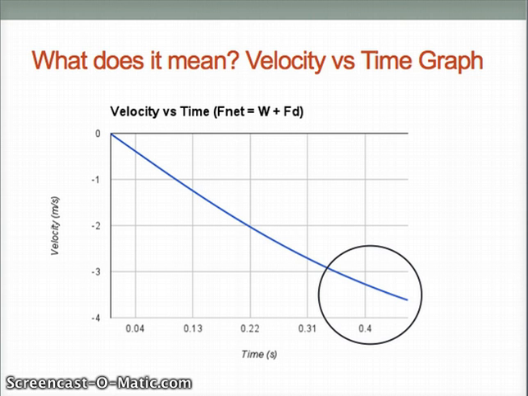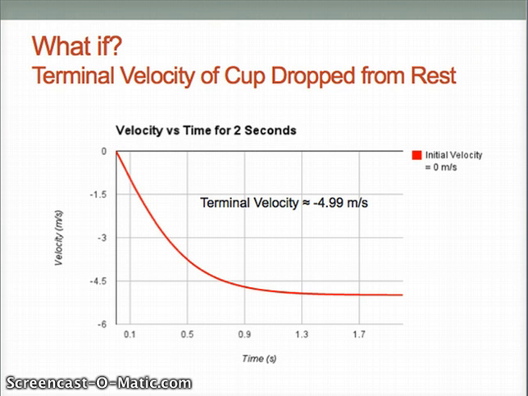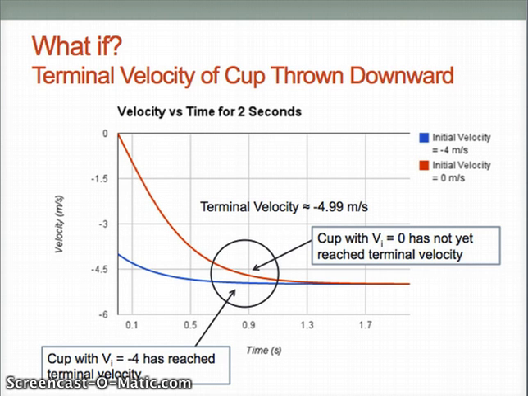If the cup was initially thrown downwards, say with an initial velocity of 4 meters per second, the cup would still have the same terminal velocity. It would just be reached earlier. By extending the time period to 2 seconds for our model which took F-net equal to both weight and drag force, and plotting the velocity versus time, we can see that the terminal velocity is about negative 4.99 meters per second. By updating our code so that the initial velocity is negative 4 meters per second and plotting the velocity versus time data for the same 2-second period, we can see that the same terminal velocity is reached just a bit earlier as indicated by the black circle.